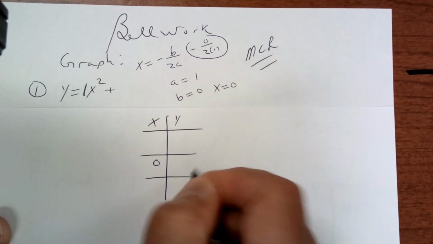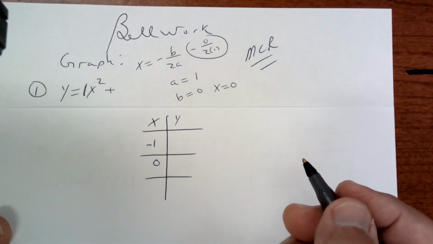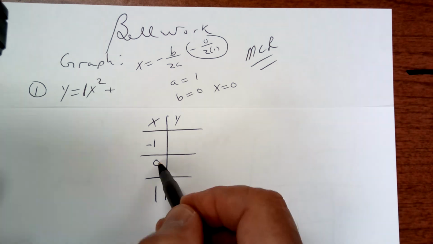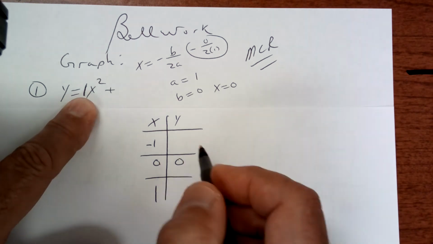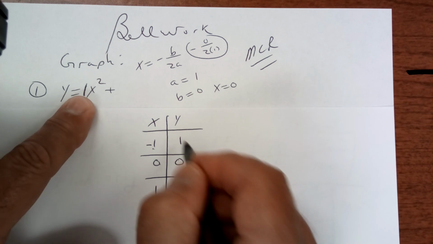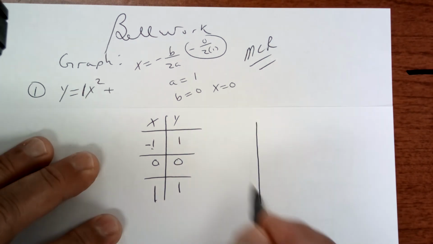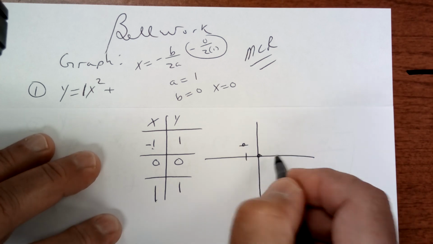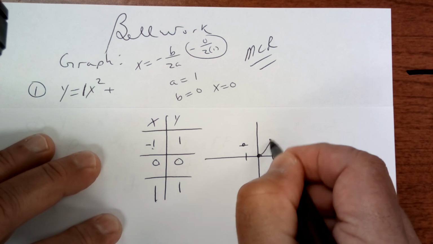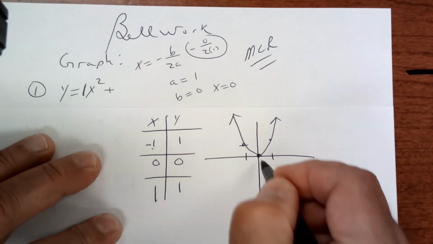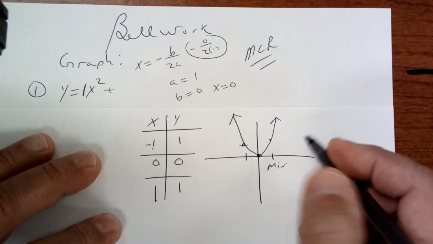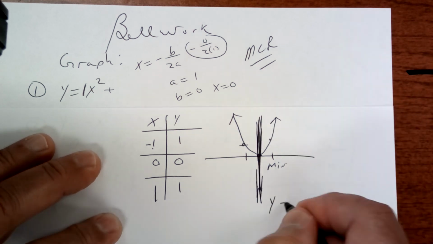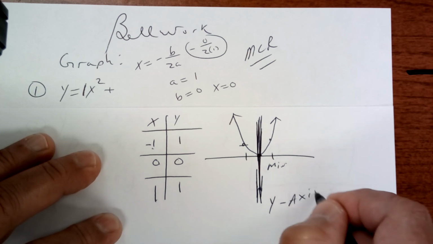Then you're going to back off, which is a negative 1, go lower is what I mean, and go bigger. Then you're going to plug them in. 0 squared is 0. Negative 1 squared is 1, and 1 times 1 is 1. So this one is going to be negative 1 up 1, 0, 0, and then over 1 up 1. So your graph looks like this, with the vertex as a minimum at the origin. And the axis of symmetry is the y-axis. That's how you do that.